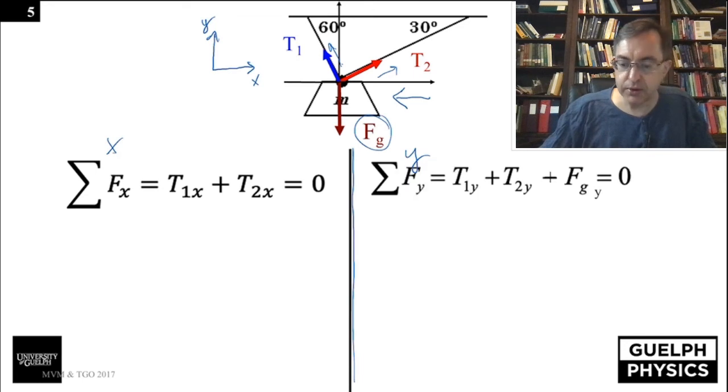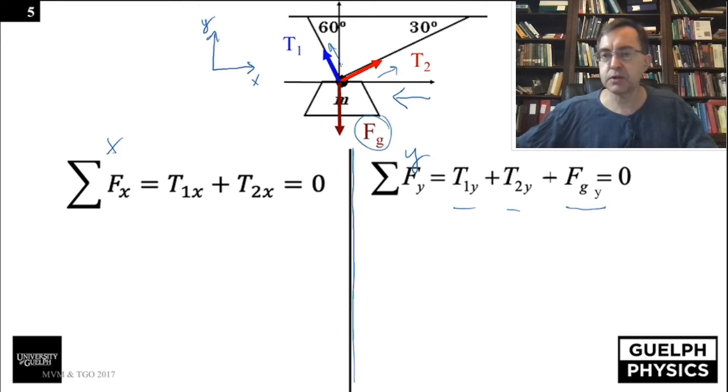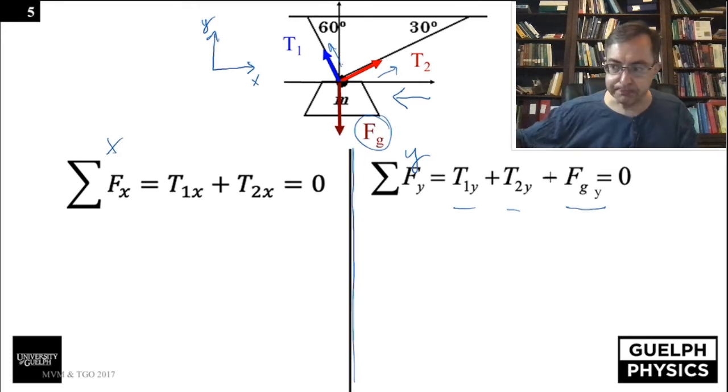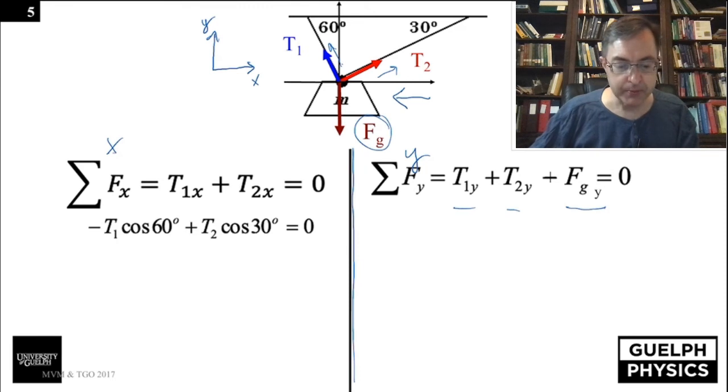And in the y direction, I actually have the y component of gravity, the y component of T1 and the y component of T2. And the sum of these forces is equal to 0 because there's no acceleration in this problem. In fact, there's no velocity, and so this is a situation of static equilibrium. All right, so then I can solve these two equations separately.